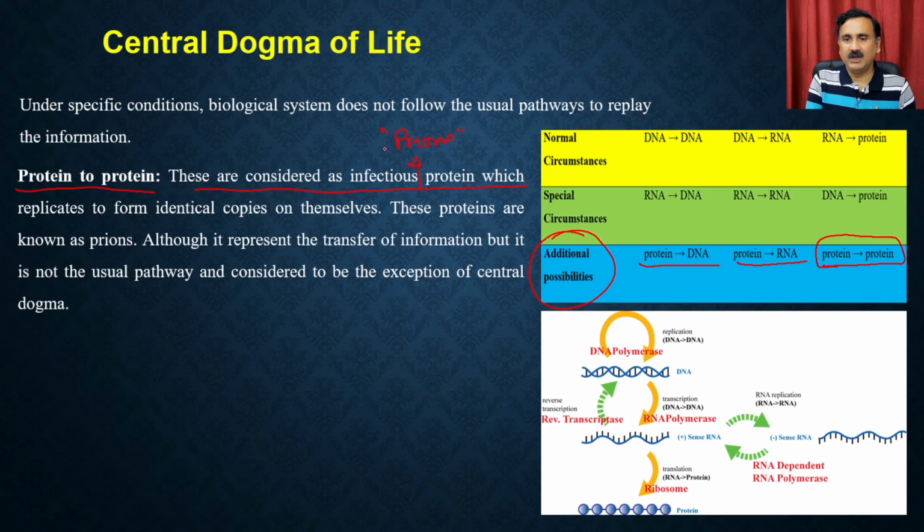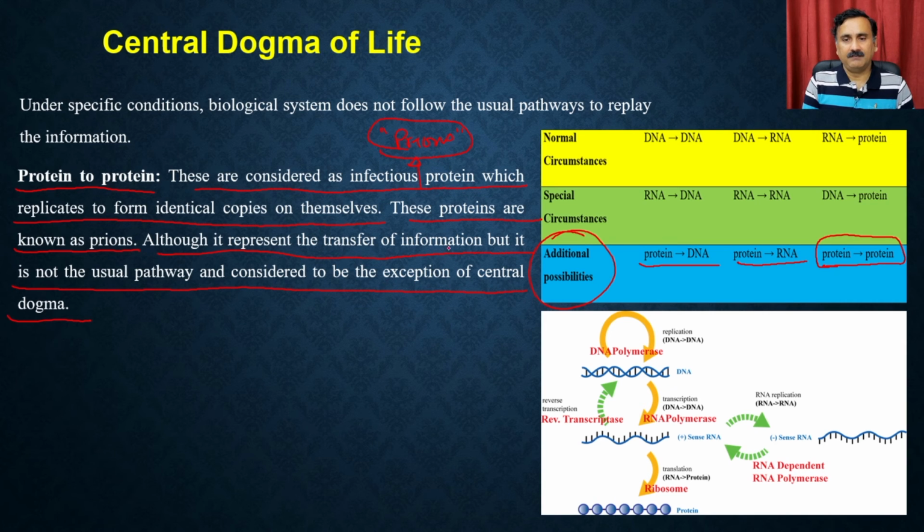So in prions, the protein is replicating from the protein itself, right? These are considered as the infectious protein, which replicates to form identical copies of themselves. These proteins are known as the prions, although they represent the transfer of information, it is not the usual pathway and is considered to be an exception of the central dogma of life.